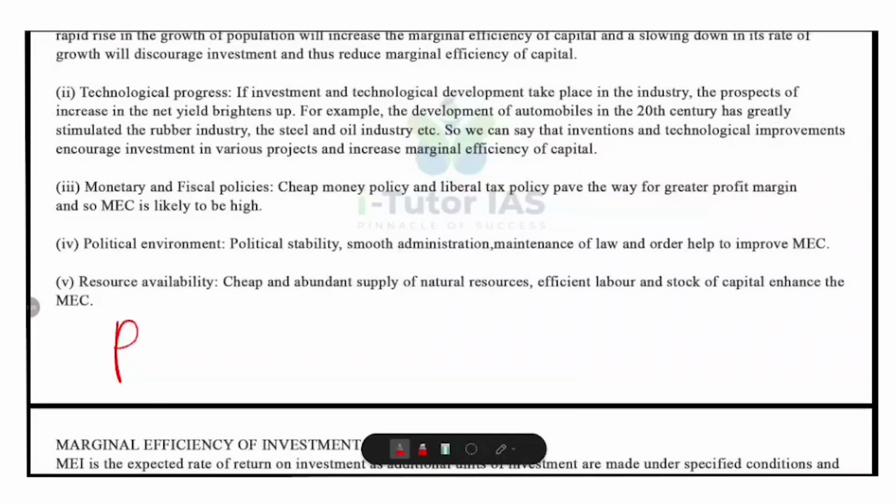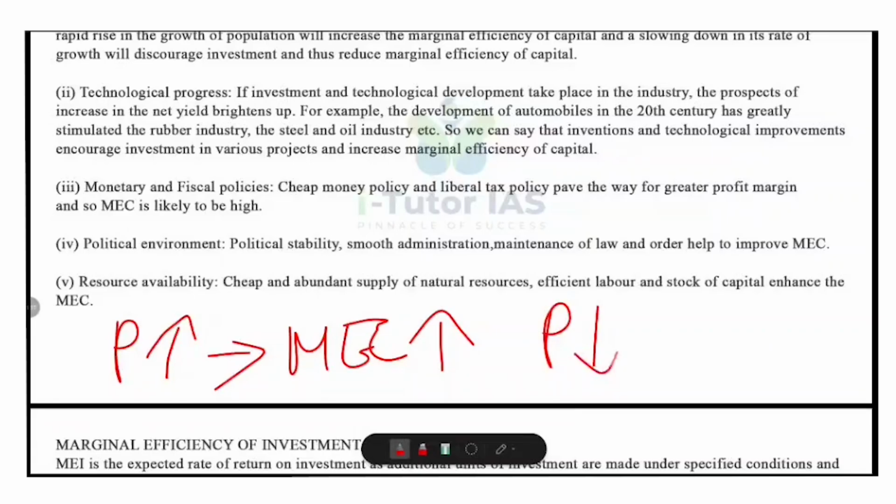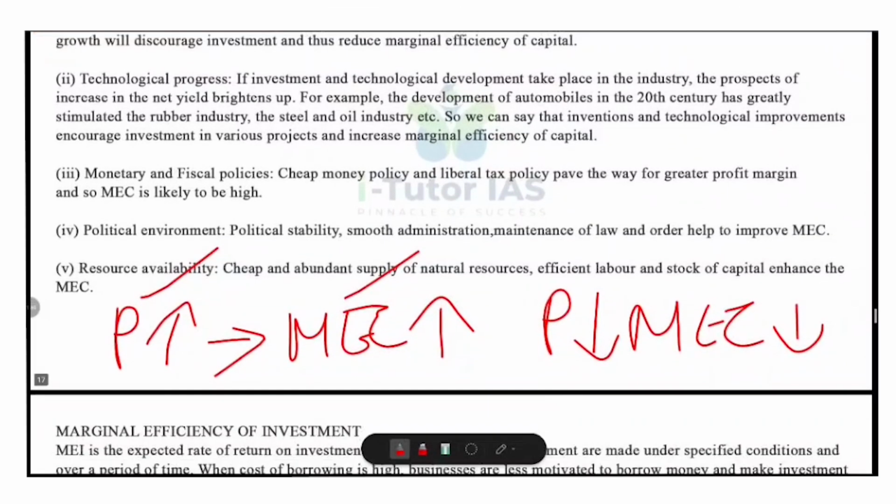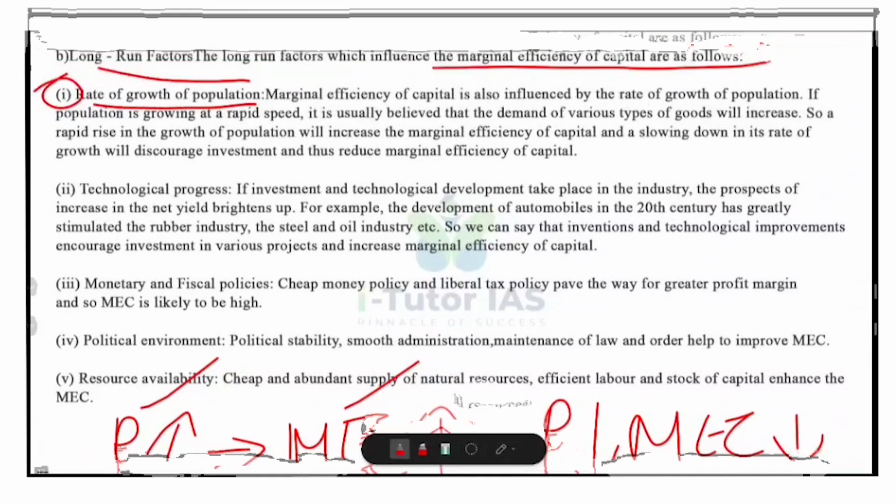That means if population growth increases, what happens? Firms will expect more returns and therefore MEC rises. If there is a slow population growth, what happens? MEC also falls. There is a direct relation between population growth and MEC. I'll tell you an example. If India's population grows quickly, companies expect more consumers in the future, therefore they will invest more and it will lead to higher MEC or higher marginal efficiency of capital.